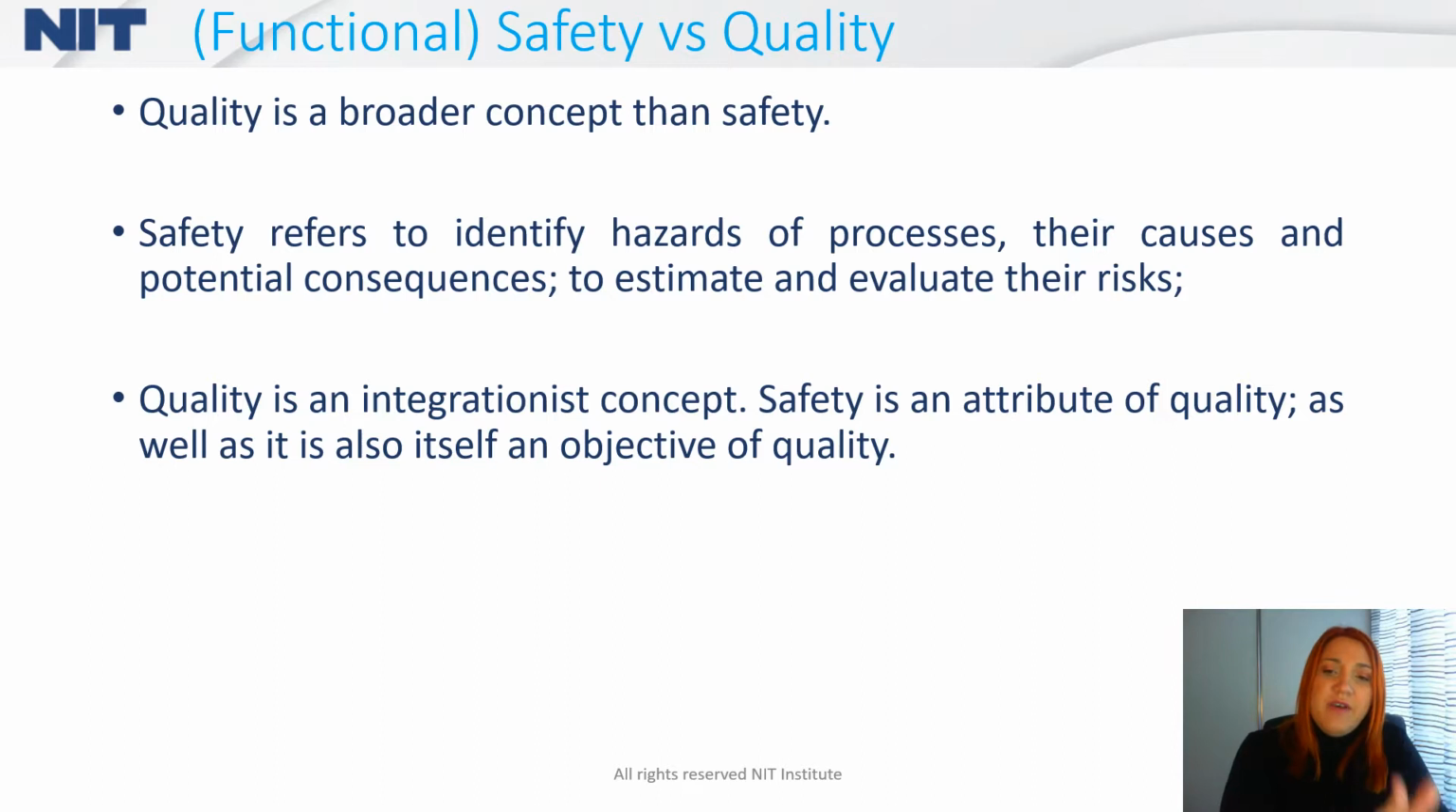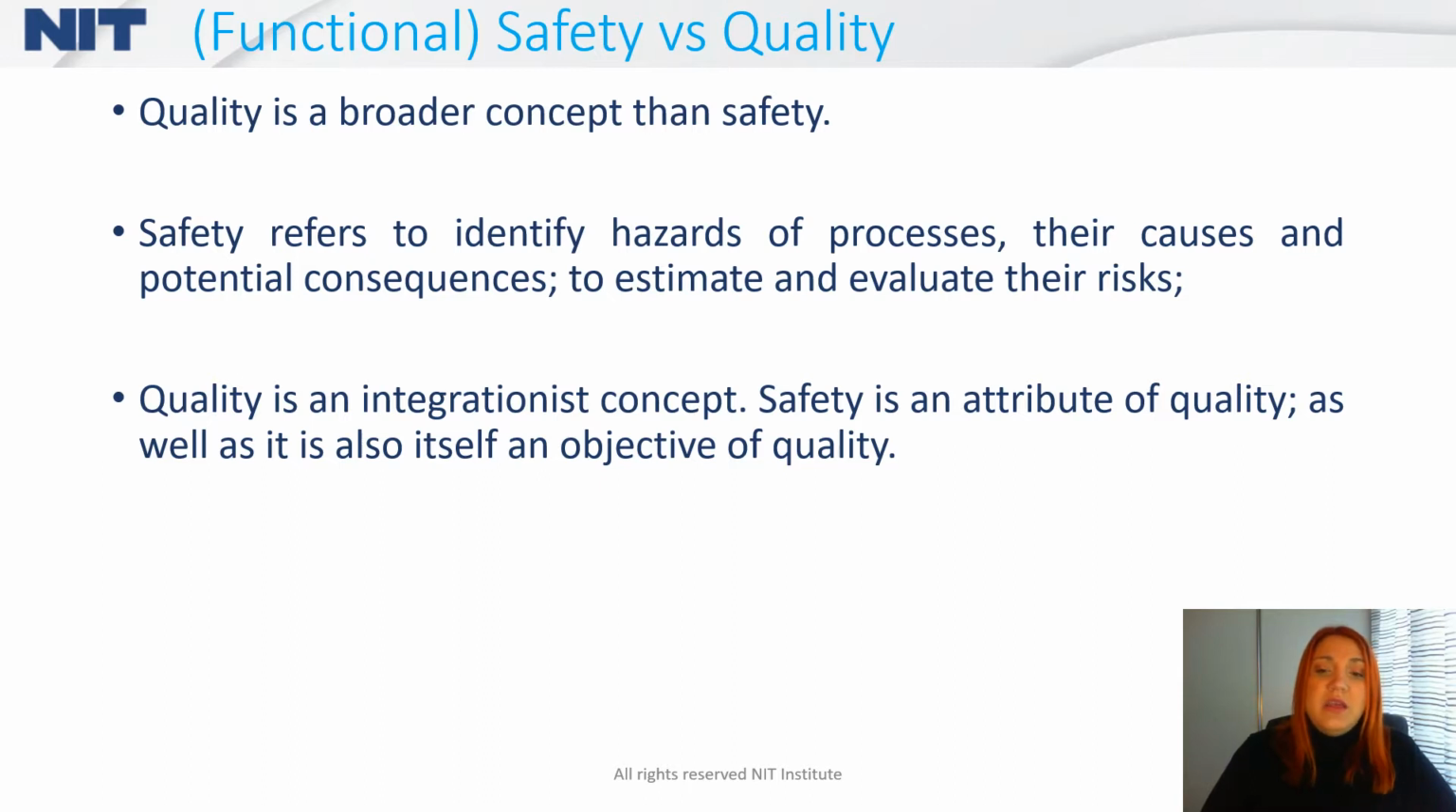Safety refers to identifying hazards of the processes, their causes and potential consequences. Safety deals with the estimation and evaluation of risks. Then we can say that safety is oriented to establishing actions for avoiding, preventing, or reducing the probability of their occurrence, as well as continuously planning to mitigate losses and damages in the case of occurrence of the risk. We can say then that safety is always oriented to some kind of risks, and those risks are for sure found in some kind of processes.